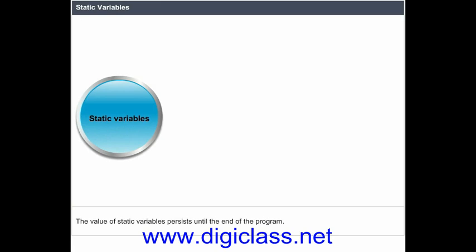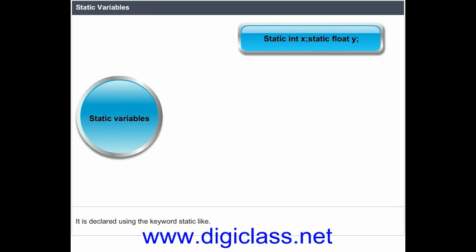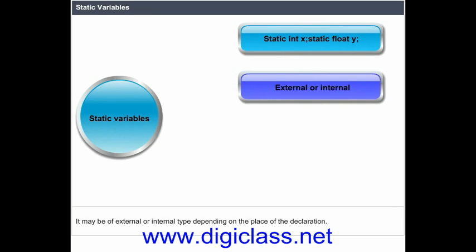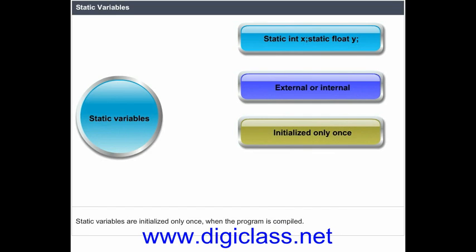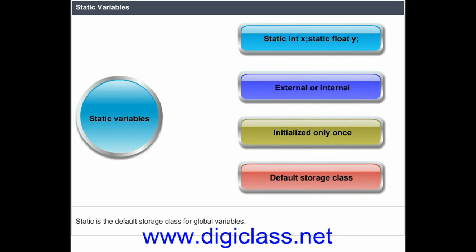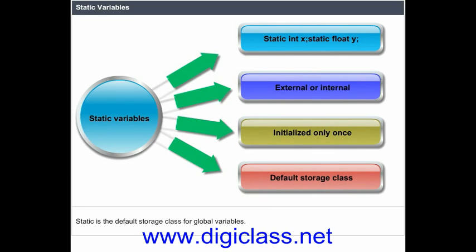Static variables. The value of a static variable persists until the end of the program. It is declared using the keyword static, like static int x; static float y;. It may be of external or internal type depending on the place of the declaration. Static variables are initialized only once when the program is compiled. Static is the default storage class for global variables.